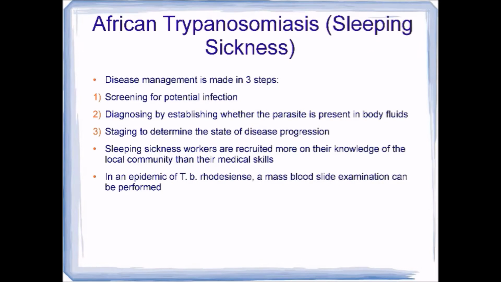In African trypanosomiasis, which is also known as sleeping sickness, the disease management is made in 3 steps. First is to screen for potential infection. This involves using serological tests, which are only available for T.b. gambiense, and checking for clinical signs, especially swollen cervical lymph nodes. The second step is to diagnose by establishing whether the parasite is present in body fluids, and the final step is to stage the disease, to determine the state of disease progression. This entails examining the cerebrospinal fluid obtained by lumbar puncture.